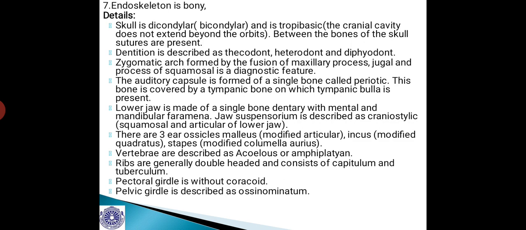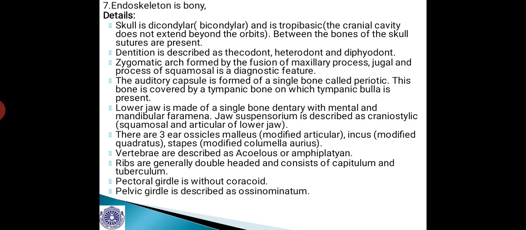And dentition is described as thecodont, heterodont, and diphyodont. You know the meaning of these different terminologies, the details of which we will study later. The zygomatic arch is formed by the fusion of maxillary processes, jugal and processes of squamosal, which is also a diagnostic feature. And the auditory capsule is formed of a single bone called periotic, and this bone is covered by a tympanic bone on which tympanic bulla is present. So this is with reference to the auditory capsule feature.